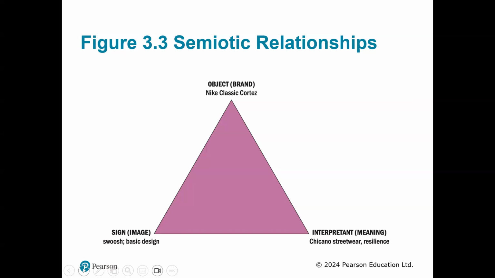Signs relate to objects in one of three ways. They can resemble objects, connect to them, or tie to them conventionally. An icon is a sign that resembles the product in some way. An index is a sign that connects to a product because they share some properties. A symbol is a sign that relates to a product by either conventional or agreed-on associations.